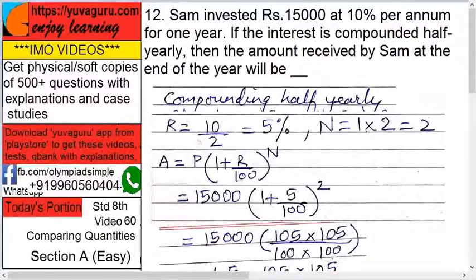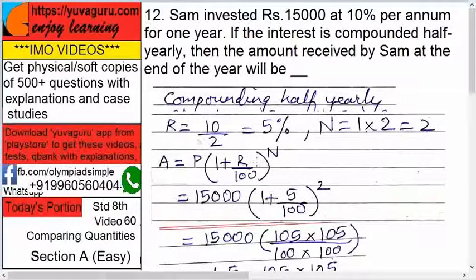Compound interest means what? The formula for compound interest is this: A equals P into 1 plus R upon 100, the whole raised to N. This is the amount, right? By this you will get the amount. Then when you subtract the principal from this amount, you will get the compound interest. So the question asked over here is only the amount, so only this formula is required: A equals P into 1 plus R upon 100, the whole raised to N.